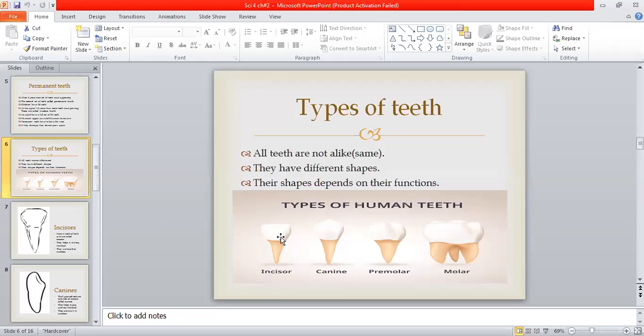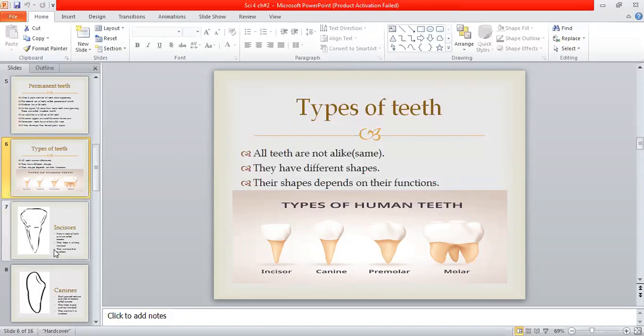Only the whitish area where my cursor is moving from top to bottom is visible, and the area below is called the root. These roots go inside the gums, in the jaw bones, where your jaw bone joins your teeth. The root is present there.